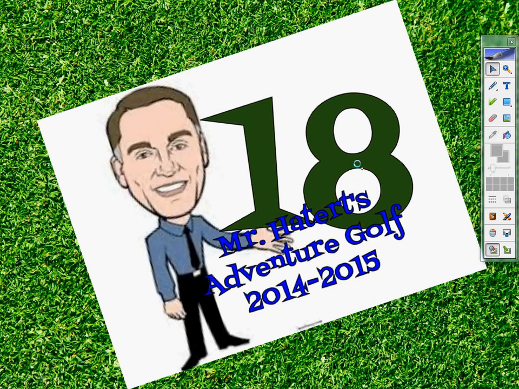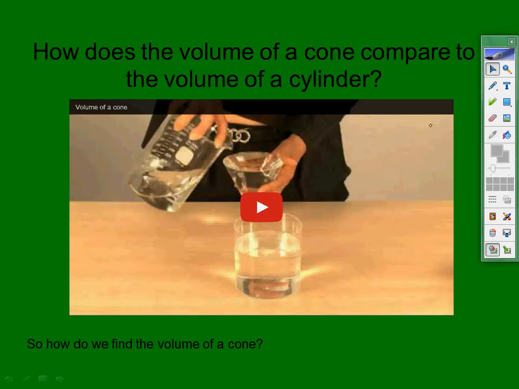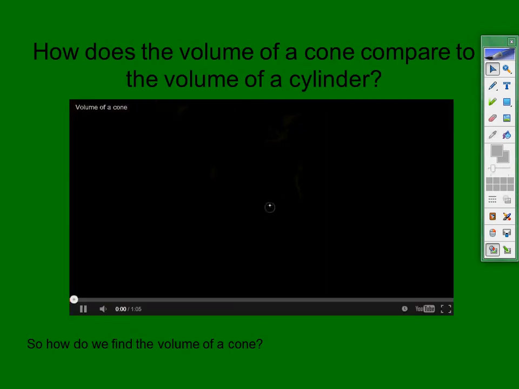Welcome to the 18th hole of the Adventure Golf Course. We're going to be looking at the volume of cones and pyramids today. The question: how does the volume of a cone compare to the volume of a cylinder?